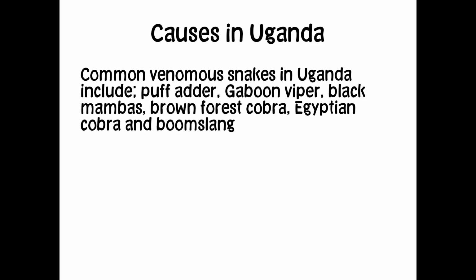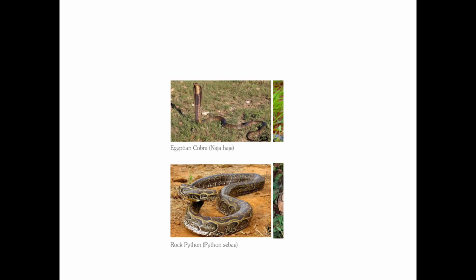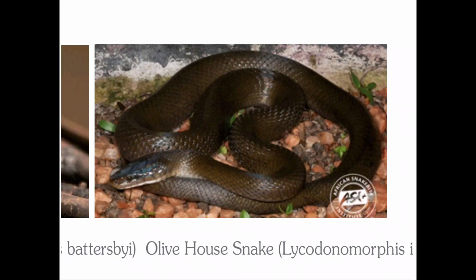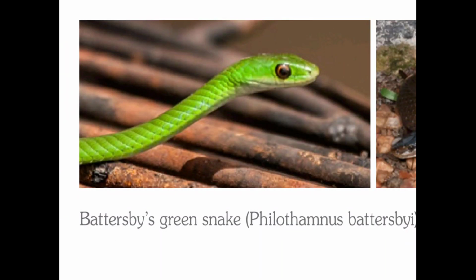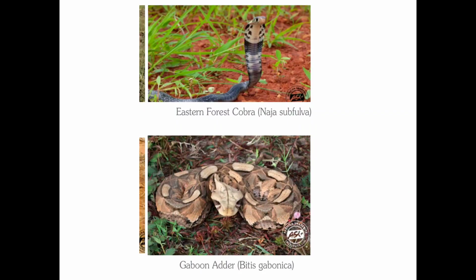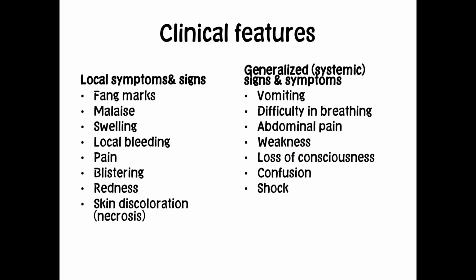In Uganda, the common causes of snake bites or venomous snakes that cause envenomation include the puff adder, Gabon viper, black mambas, brown forest cobra, Egyptian cobra, and the boomslang. Here are some of the illustrations of the common snakes in Uganda. We have the Egyptian cobra, the rock python, the olive house snake, the Babes Bay green snake, eastern forest cobra, Gabon adder, among others. As you can see, the commonest types.